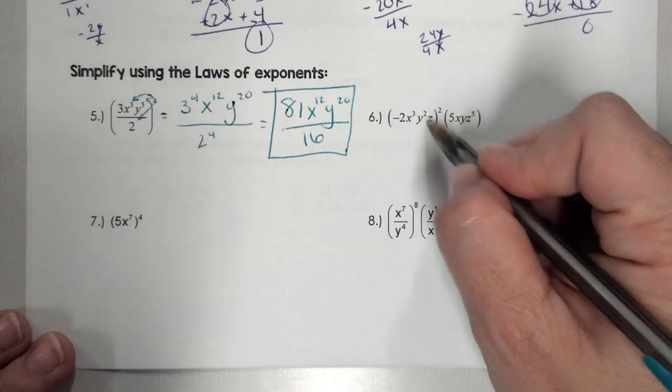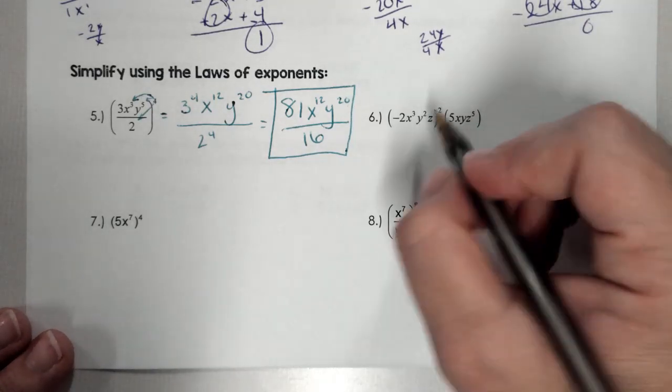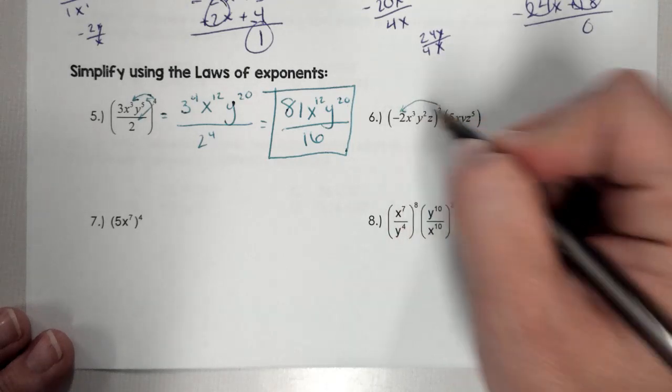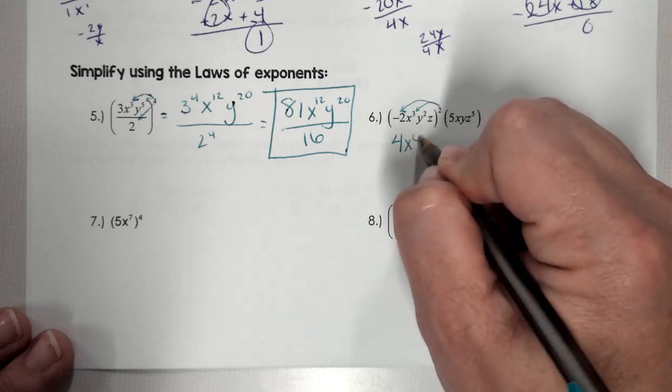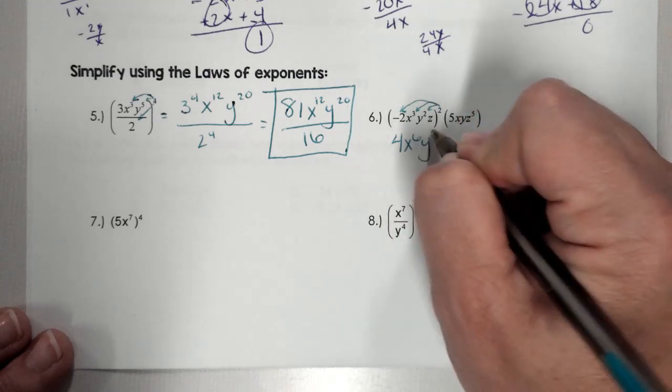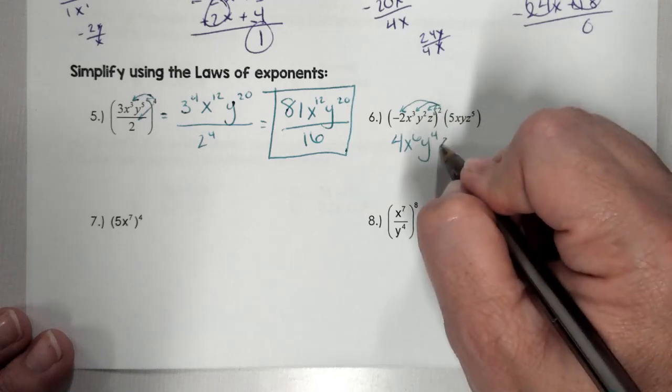So here we have a power to a power and multiplication. So I have to get rid of my power first so I can multiply. So negative 2 squared is positive 4. 2 times 3 is 6. 2 times 2 is 4. And remember, this is technically 1, so 2 times 1 is 2.